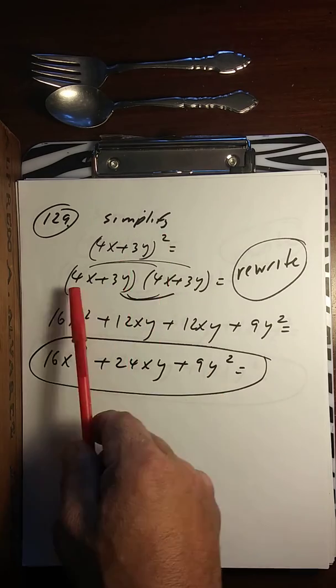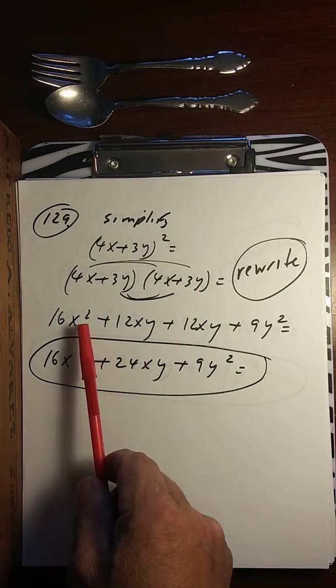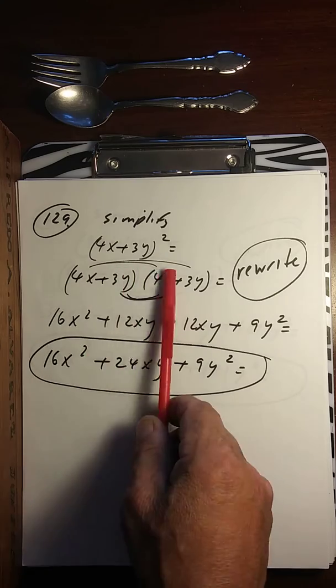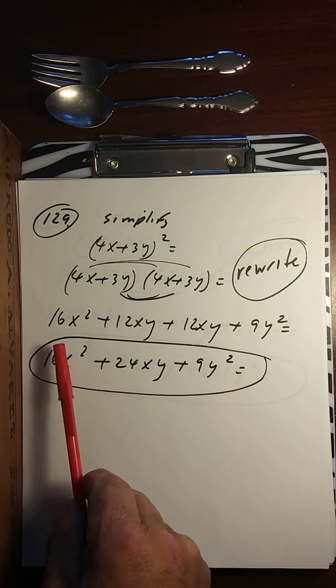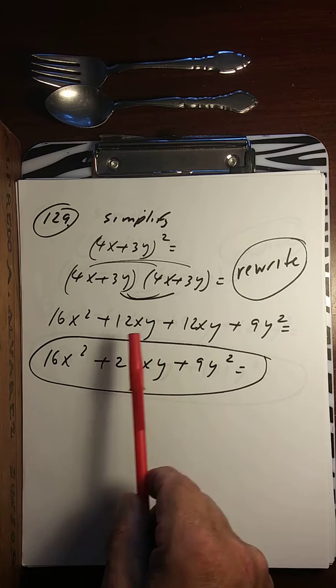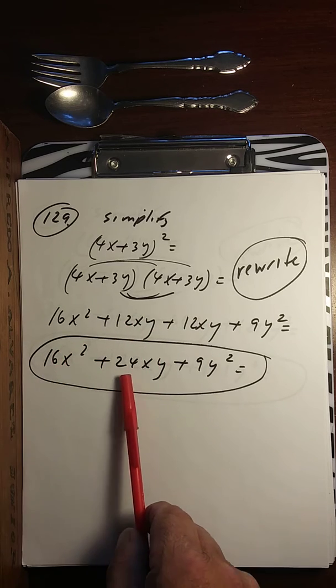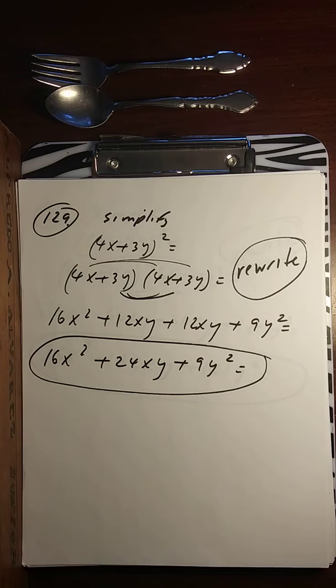4x plus 3y squared. Rewrite it twice. So now we have that times that is 16x squared, that times that is 12xy, and that's going to be 9y squared. 12 and positive 12, add them together, 16x squared plus 24xy plus 9y squared.